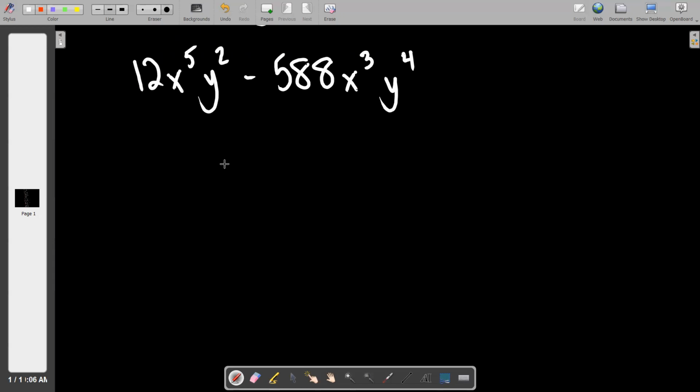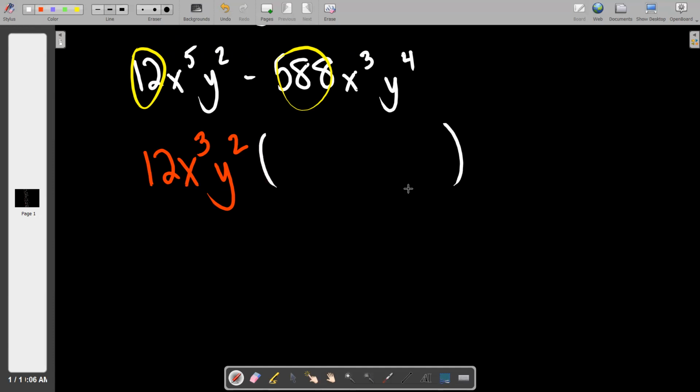Each one has at least x to the third, and each one has at least y squared. The hard part generally is figuring out what's the best I can do with 12 and 588. You do? So I can divide them both by 12? Yeah. Perfection. Bless you. So I'm going to pull a 12, and I'm going to pull out all my x's that I can and all my y's that I can, and then I'm going to rebuild and hope for the best.